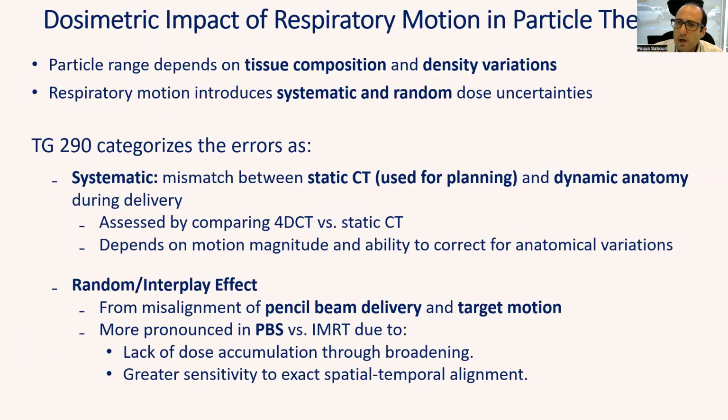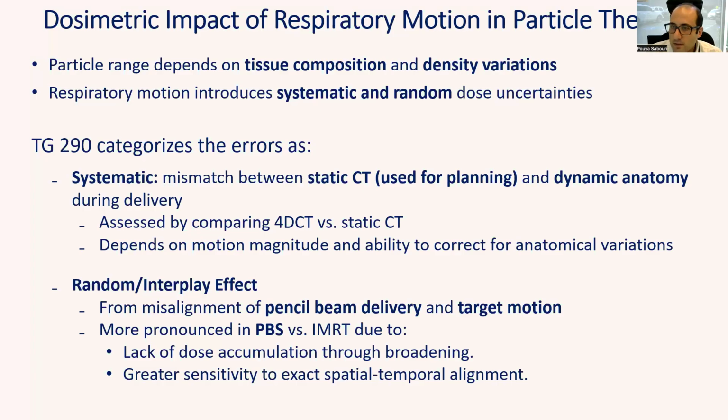Unlike photon therapy, particle beams are highly sensitive to tissue composition and density changes. Any variation along the beam path can shift the Bragg peak and significantly impact the dose distribution. This, as a result, makes managing respiratory motion very important in particle therapy. According to TG-290, respiratory motion introduces two categories of uncertainties. They are classified as systematic and random.